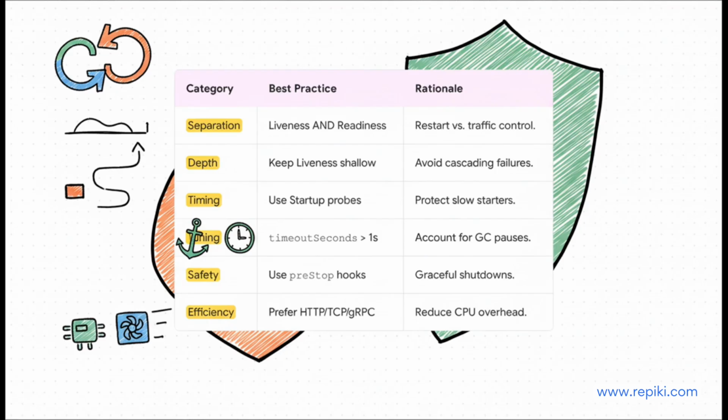And this right here brings all of our key takeaways together. These are the golden rules. Always use both Liveness and Readiness probes. Always. Keep your Liveness probes shallow, no external checks. Use startup probes for any app that's a slow starter. Be careful with your timeouts. Bump them up to a safer value, like 5 seconds. Use those pre-stop hooks for graceful shutdowns. And finally, try to use the more efficient HTTP, TCP, or gRPC probes instead of Exec whenever you can. If you follow these rules, your applications will be so much more resilient.